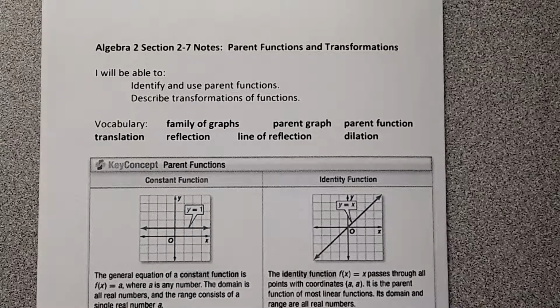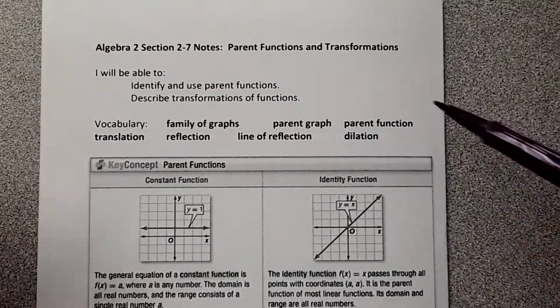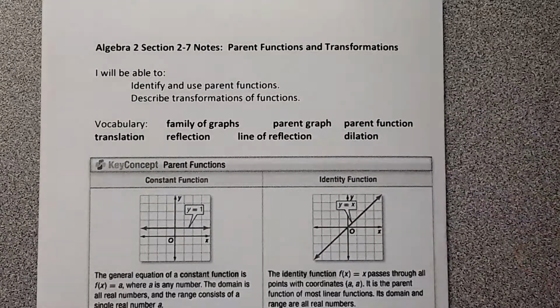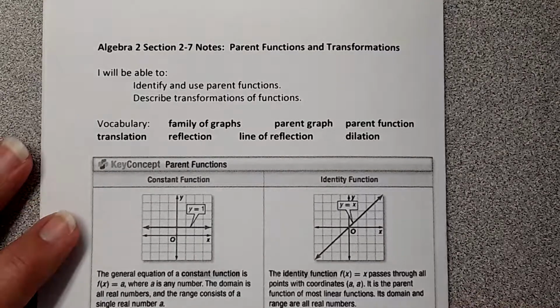Okay, and so we have a family of graphs. That's what we're talking about. We have a parent graph, a parent function, a translation, reflection, a line of reflection, and a dilation. So we're going to talk about the parent function. There are 4 parent functions that we need to talk about.